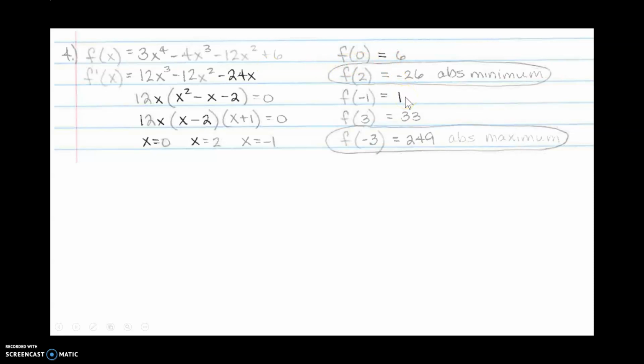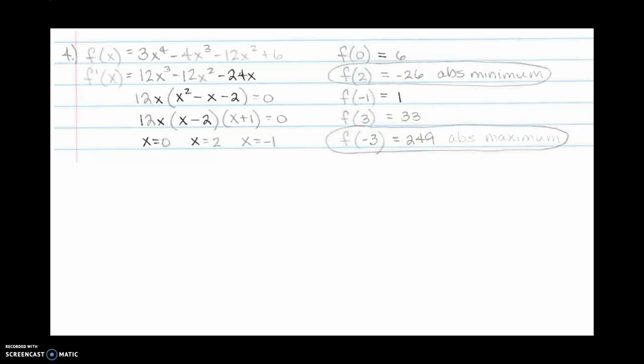Then I also need to plug in my endpoints. So my endpoints were 3 and negative 3. So I'm going to take those and plug those back in as well. I'm going to plug 3 into the function and I get 33. Plug negative 3 into the function and I get 249. So out of all of these y values, the absolute highest one is 249 and the absolute lowest one is negative 26. So this is my absolute maximum and this is my absolute minimum.